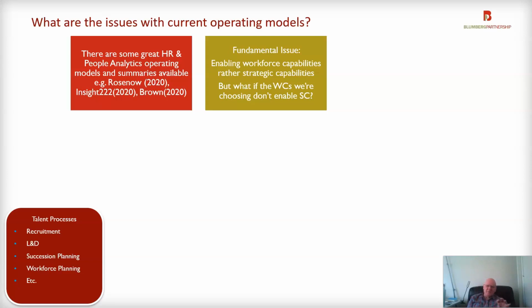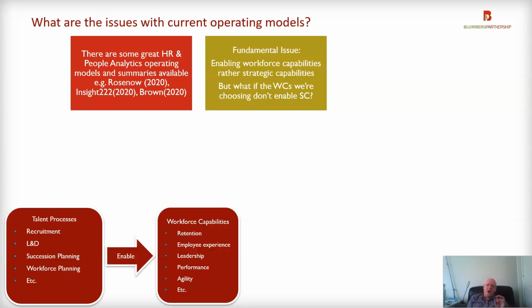Here's an example of some talent processes that we as people analytics and HR people might be custodians of, let's say recruitment, L&D, succession planning, workforce planning, and so on. As you'll recall, we just said the reason that we manage these processes and design them is that we hope that we've designed them to give us the right workforce capabilities for our organization so that they'll give us the retention levels that we seek.